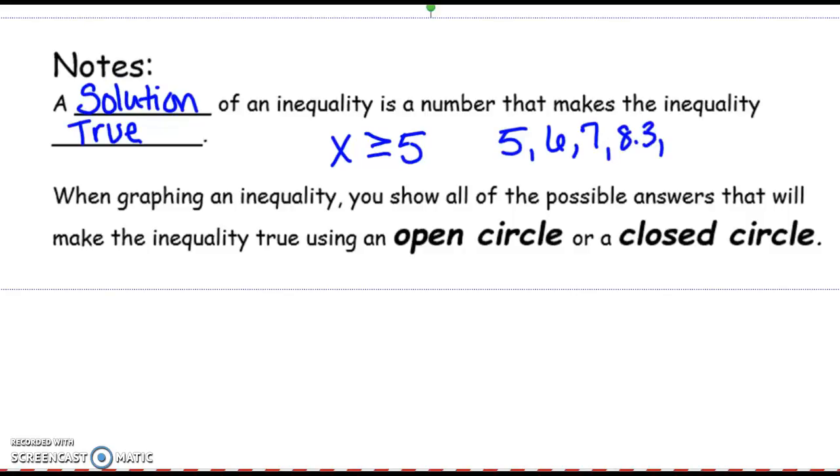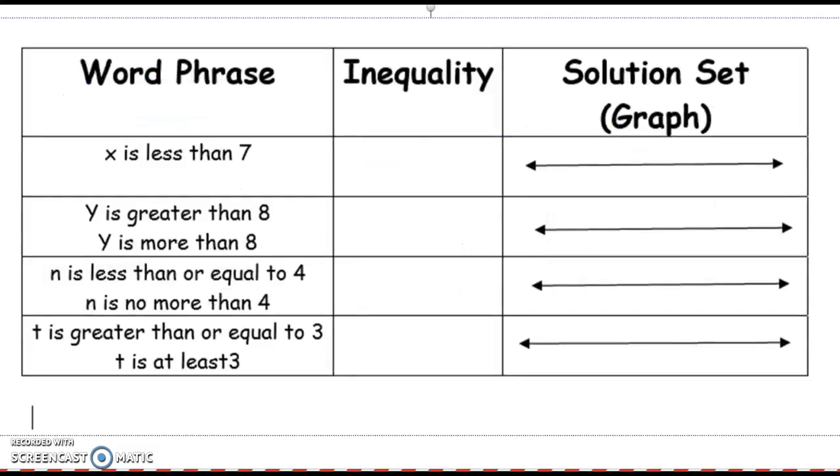So in order to show this, when you graph an inequality, which is just on a number line, not a graph, you show all of the possible answers that will make the inequality true using either an open circle or a closed circle. And we'll explain the difference. Down here we've got the phrase. We're going to write an inequality that goes with the phrase. So x is less than 7. So we're just pulling those symbols from up top.